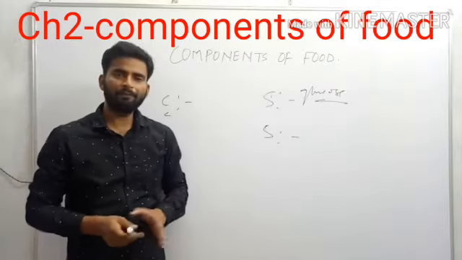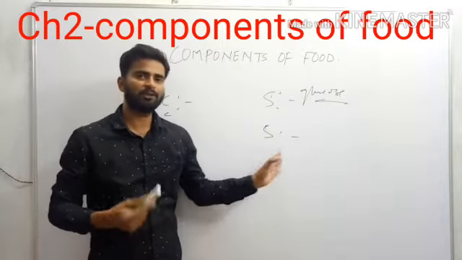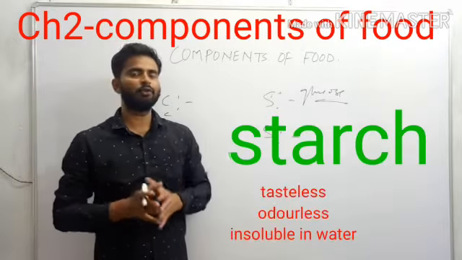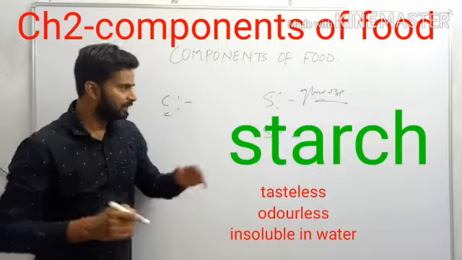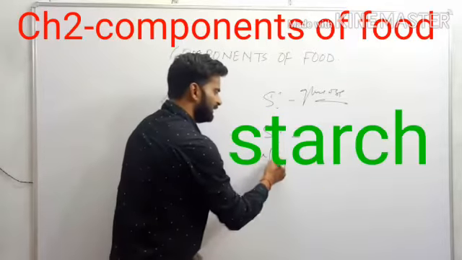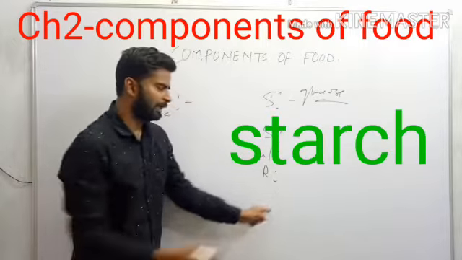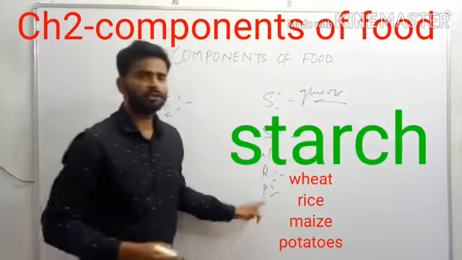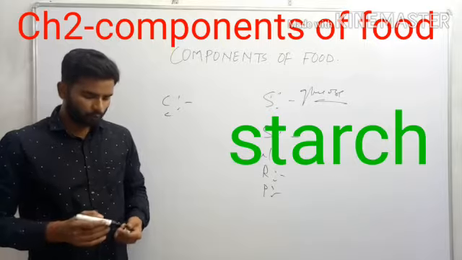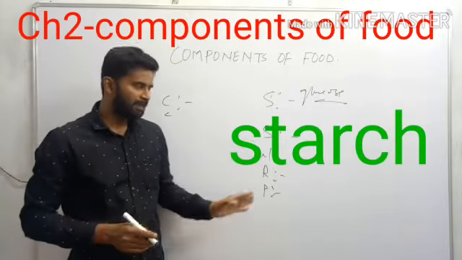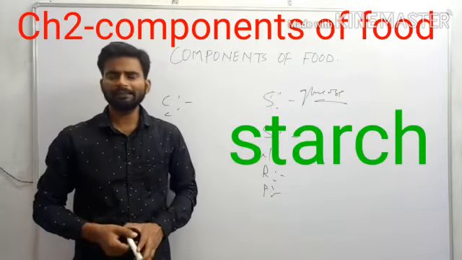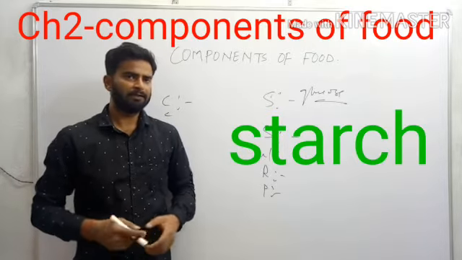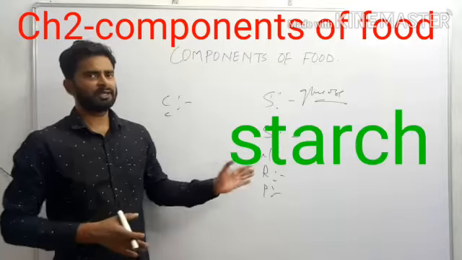The second type of carbohydrate is starch. Starch is tasteless, odorless, and insoluble in water. Starch is present in wheat, rice, and potatoes. Starch is also very important, and it is also present in processed food like pizza and burger.